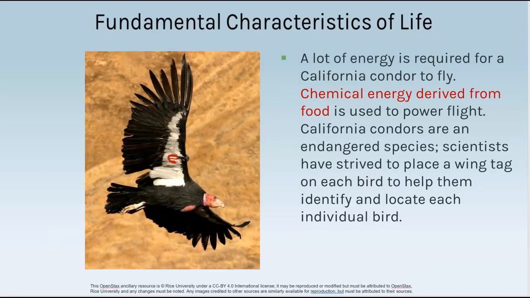The next characteristic of life is that all organisms require chemical energy from food. Okay, all organisms require chemical energy from food. So there are two types of organisms. There are heterotrophs and autotrophs. So actually I'll go with autotrophs first.